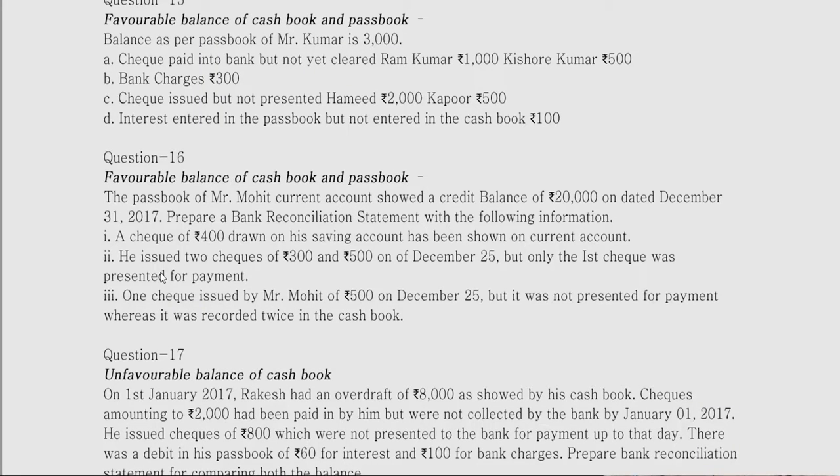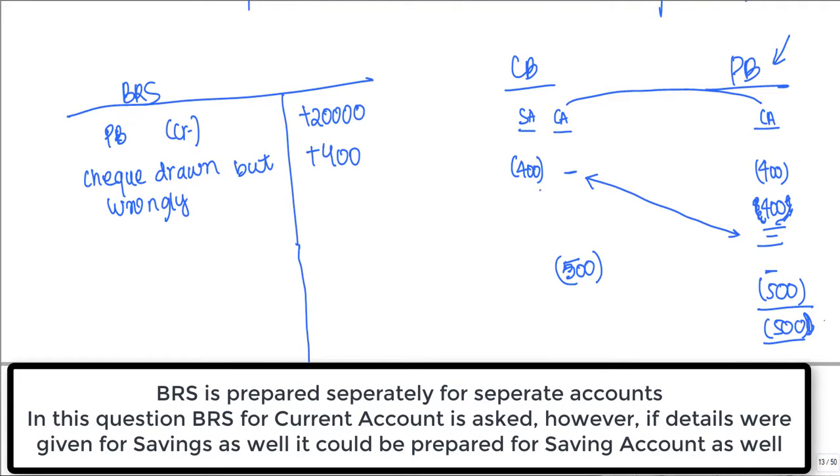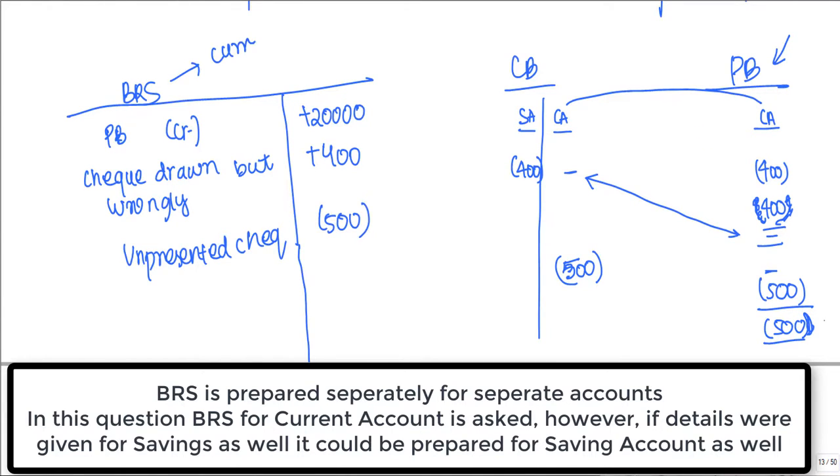Okay, he issued two checks of 300 and 500 on December 25, but only the first check was presented for payment, that is 300. So 500 is still not presented. So 500 was expected here, but nothing was subtracted here. So we'll just subtract 500 from here as well so that both sides can become equal. Okay, savings account is not our headache. BRS is only prepared for current account.